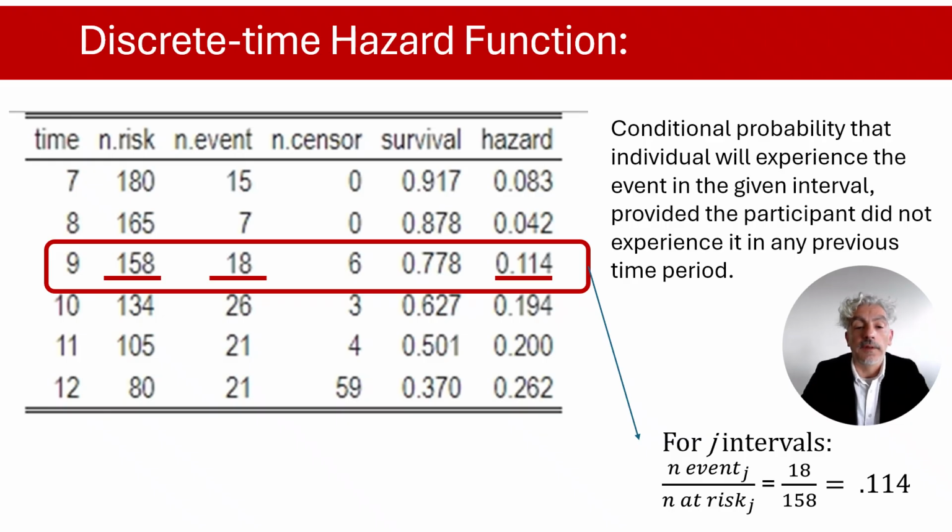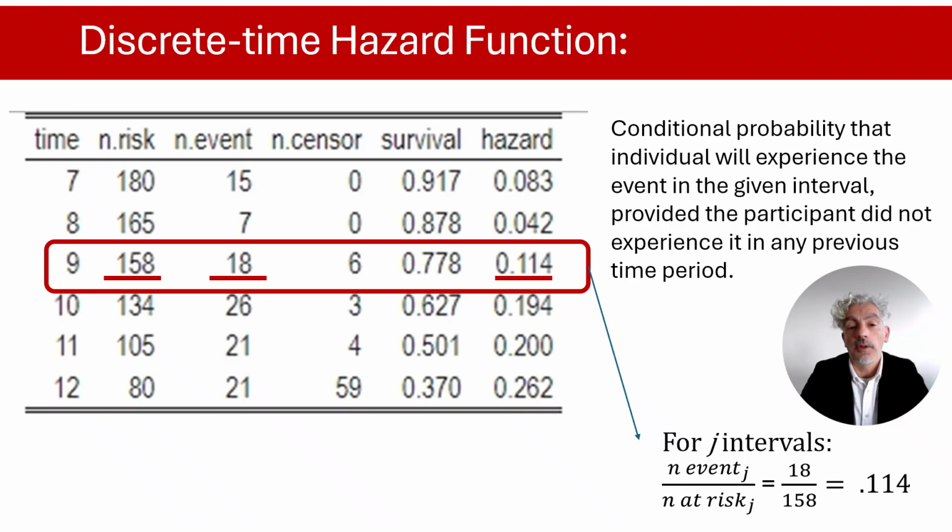The hazard function in this case is calculated simply by dividing the number of participants who experienced the event within that interval by the number of participants that were at risk of experiencing the event at the start of the interval. In other words, the hazard function is the number of participants who experienced the event for the first time within that interval divided by the number that had not yet experienced the event at the beginning of the interval. And in this example, if we take grade 9, the hazard function is 18 divided by 158.